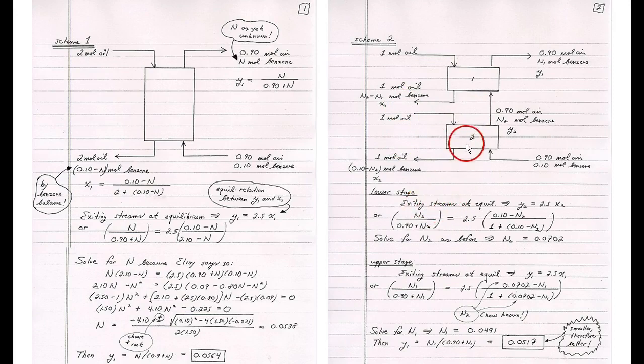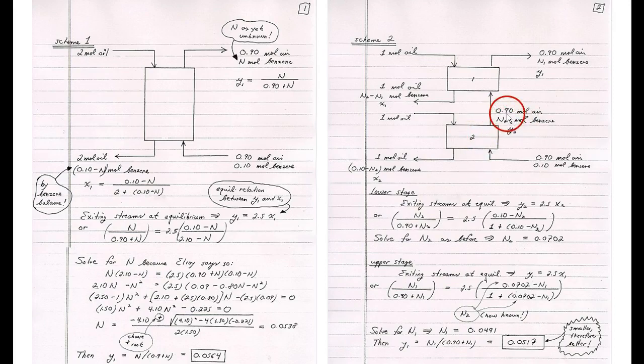So you'll notice for the lower stage, aside from the fact that this is called N2 now, and that the number of moles is 1 mole of oil, I'm basically doing what I did before. And so the equilibrium relationship is N2 over 0.9 plus N2, that's just Y2, is equal to 2.5 times X2. What is X2? Well, by a material balance, the number of moles of benzene in this liquid here is 0.1 minus N2. Solve the same kind of quadratic equation as we had here. I come to the conclusion that N2 is 0.0702 moles of benzene left in the gas that's leaving stage number 2.